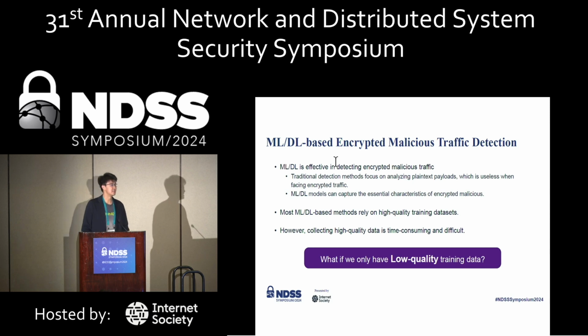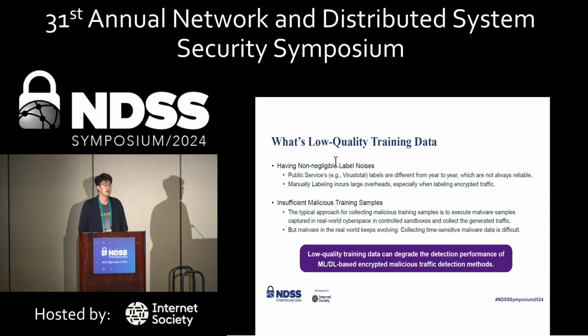As we all know, machine learning and deep learning are effective in detecting encrypted malicious traffic when compared to traditional payload-based detection methods. However, most machine learning and deep learning methods rely on high-quality training data, which is time-consuming and hard to collect. So what if we only have low-quality training data? First, what is low-quality training data?